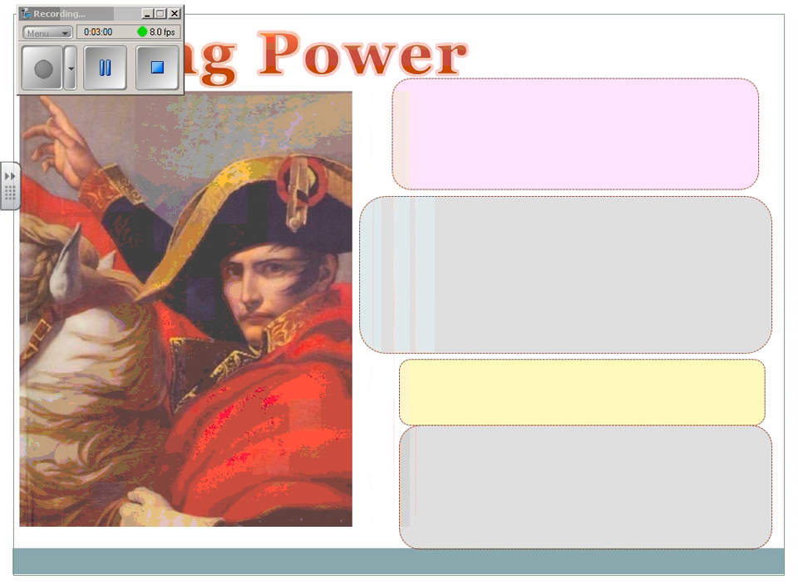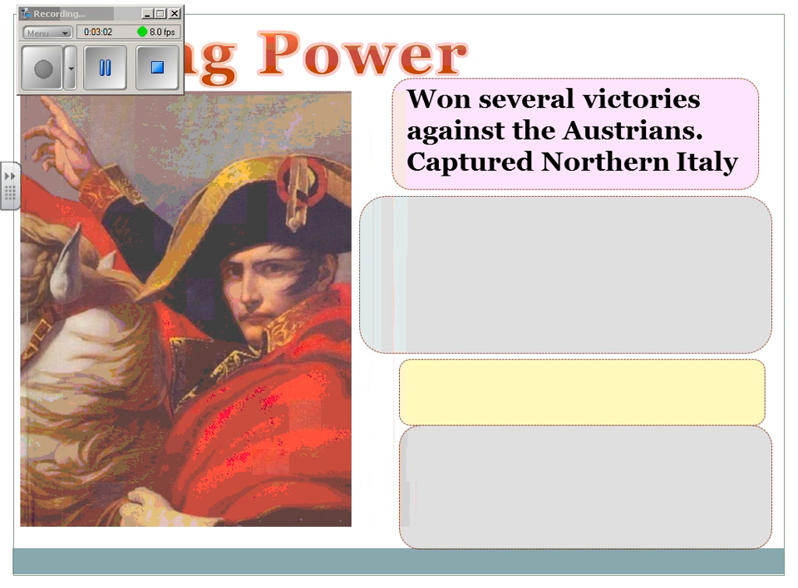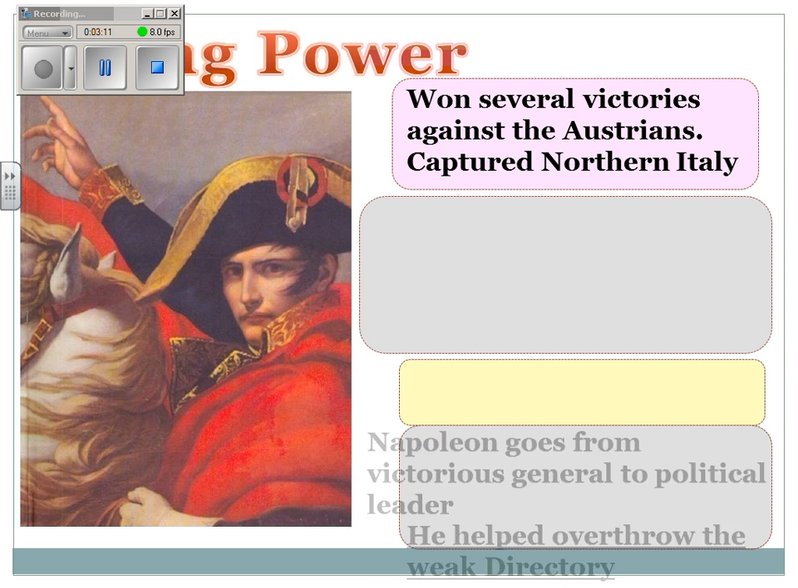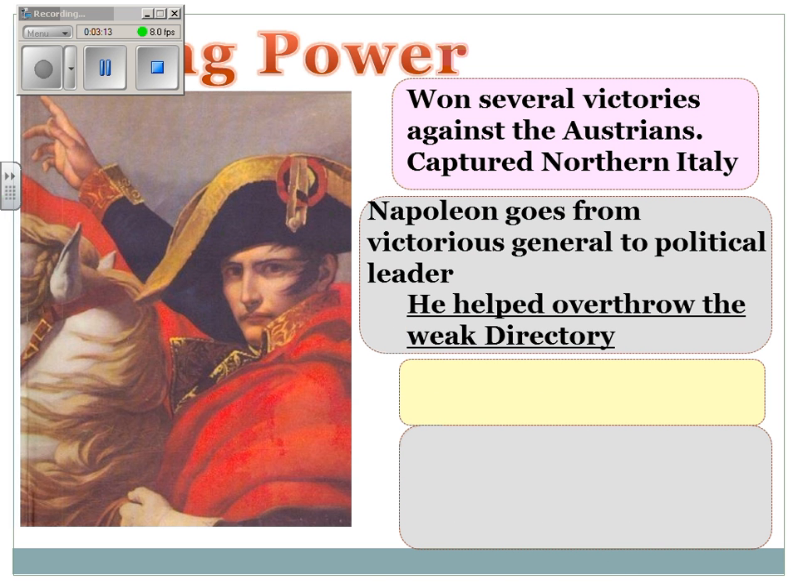So how does Napoleon rise to power? So he leads several victories against the Austrians, and he actually captures parts of northern Italy and the Alps. He's a gifted military general, perhaps one of the greatest military generals of his time. He is known for being outnumbered, sometimes 2-1, and still being able to divide his forces and defeat his opponent. So that's always a plus.